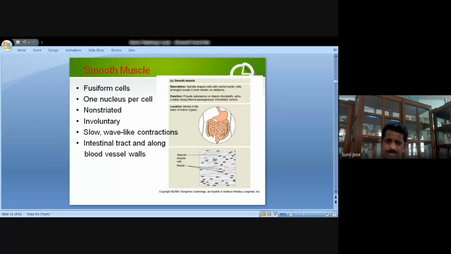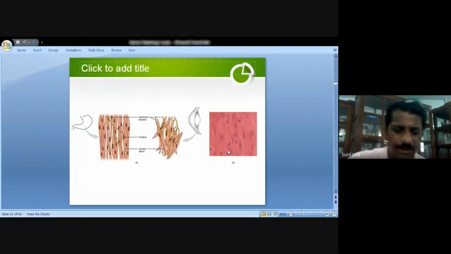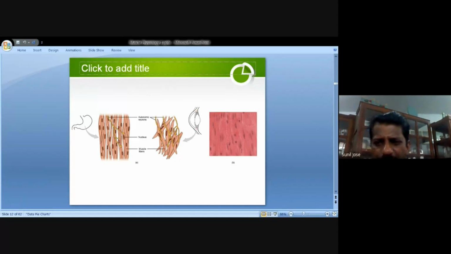Smooth muscles are fusiform cells. In fusiform cells, both ends will be pointed. That is why they are called fusiform. Both ends are pointed.